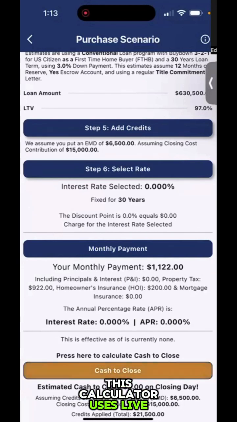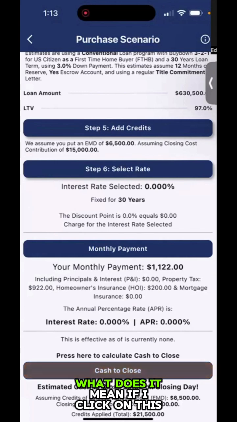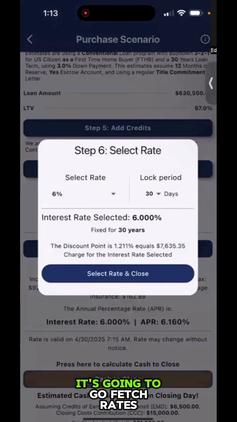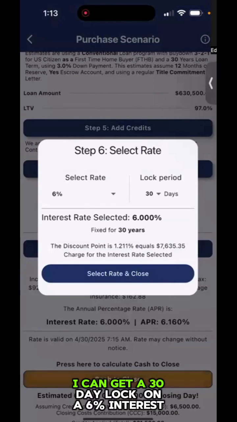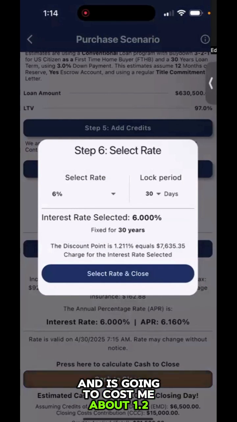This calculator uses live interest rates. What does it mean? If I click on this, it's going to go fetch rates and tell me what interest rate I'm going to get. So based on the information that I sent, I can get a 30-day lock on a 6% interest rate, and it's going to cost me about 1.2 points.